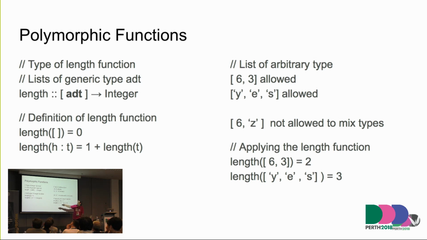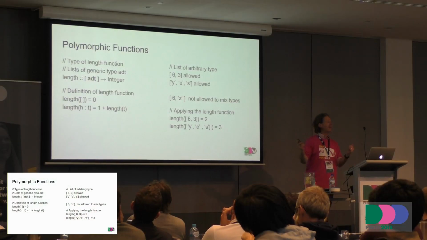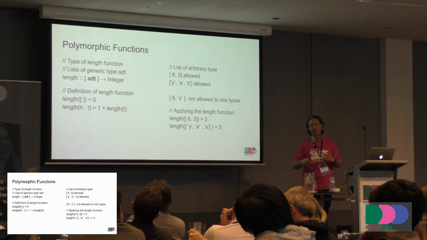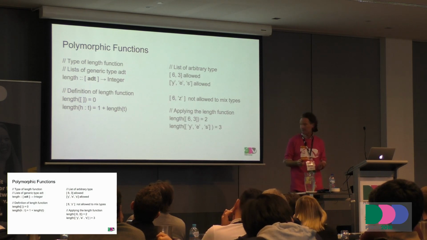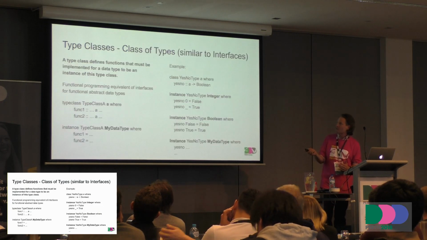We can define the length of an empty list as being 0, and the length of a list with a head and a tail as being 1 plus the length of the tail. So as I say, it doesn't matter whether that list is 2 integers or 3 characters. They both work fine. But notice here you can't have heterogeneous lists. You can't have a list with 6 and a character. And we'll talk more about that at the end when we talk about real-world applications. So we have polymorphic functions.